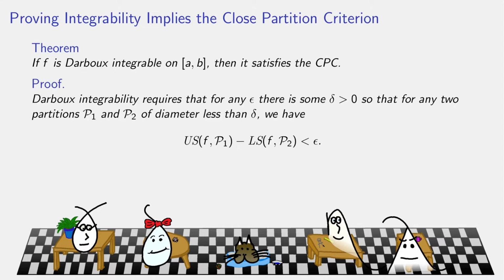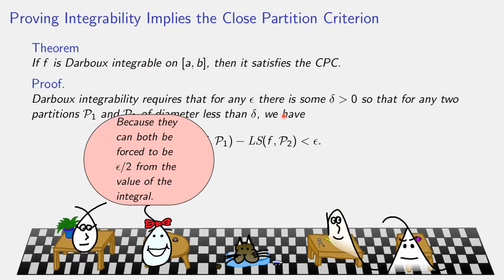So Darboux integrability says for any epsilon, U of delta minus L of delta will be within epsilon of each other, meaning for any partitions whose diameter, whose norm is less than delta, we have that the upper sum of one minus the lower sum of the other is less than epsilon. The distance between an upper sum and a lower sum of two different partitions, as long as they both have norm less than delta, will be within epsilon. This comes from assuming the function is Darboux integrable.